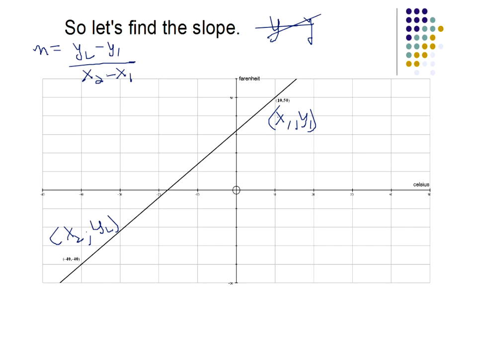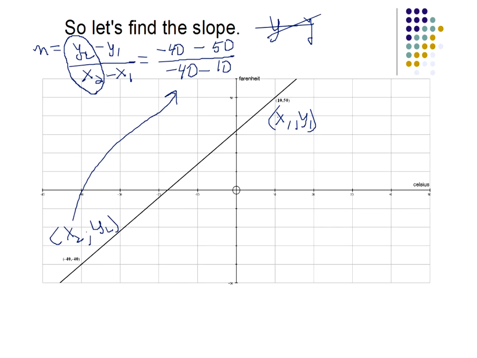The key here is that whatever you pick for y2, you have to pick its x value as x2. So I've picked -40 as my y2. That means right away my x2 is also this -40. y1 I'm going to subtract from this, so y1 is 50. x1 is its x value, which is 10. So in this case I have -90 over -50, which reduces to 9 over 5.